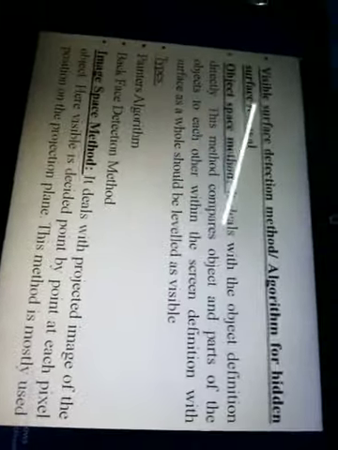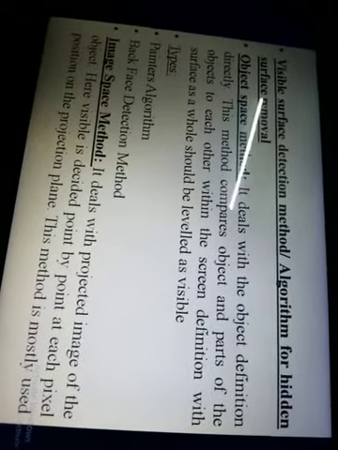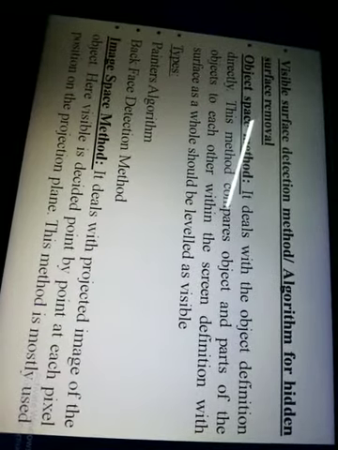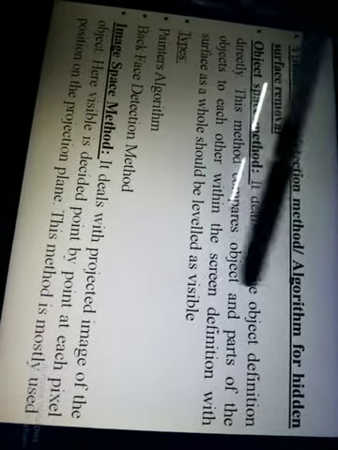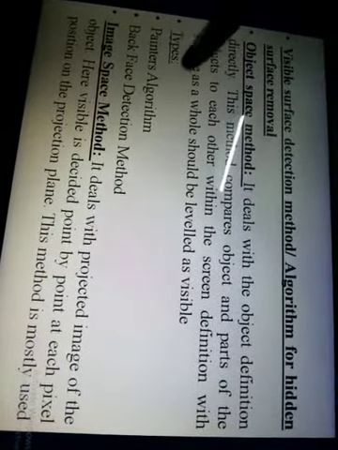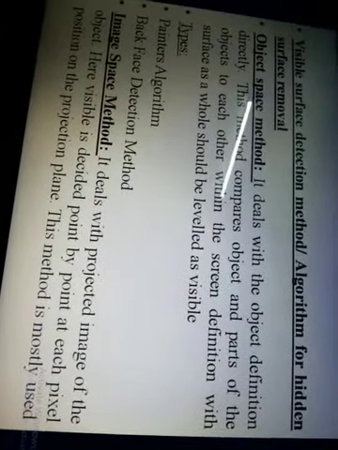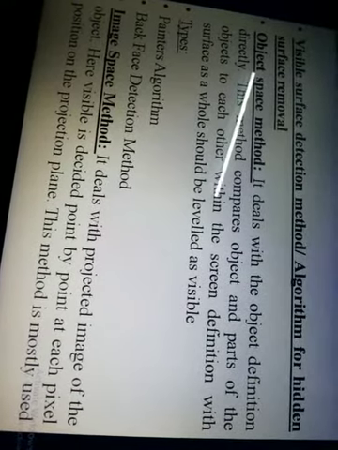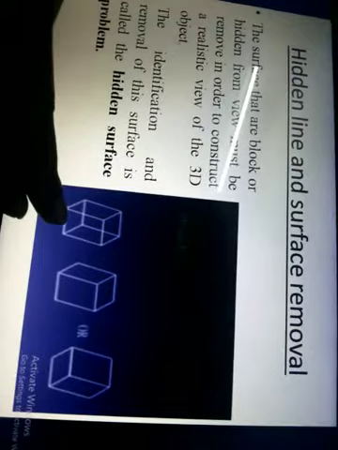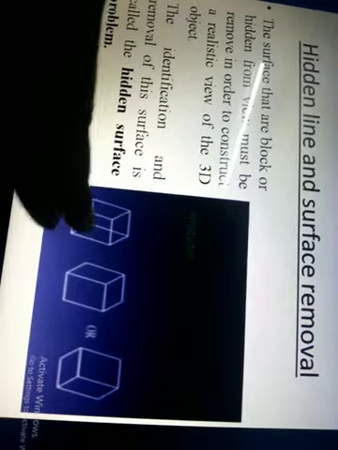The object space method deals with the object definition directly. It compares an object and parts of the object with others, and the surface as a whole should be labeled as visible. As in the example I told you, if you consider each line as one object, you have to compare it with another object. Compared to the other object, if any object is not visible, you remove that. That is called object space removal.